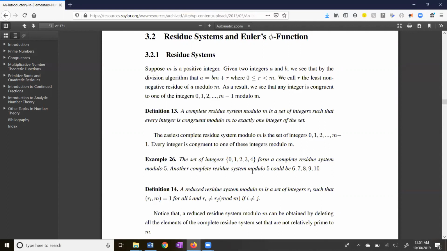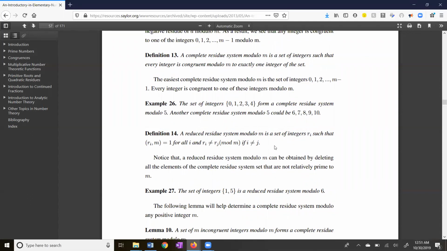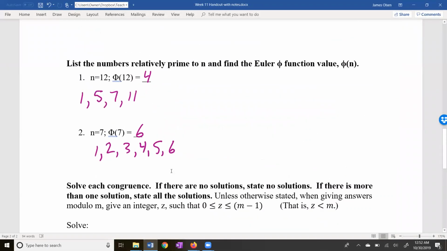We could also add 5 or 10 or 15 to these numbers, and the set 6, 7, 8, 9, 10 is also a complete residue system. Usually we're not interested in the complete residue system, we're interested in the reduced residue system. The reduced residue system, modulo M, is a set of integers R sub I such that all the numbers R sub I are relatively prime to M. So, on this homework item here, this right here is a reduced residue system mod 12. This is a reduced residue system mod 7. I could add 7 to these numbers and I would still have a reduced residue system.